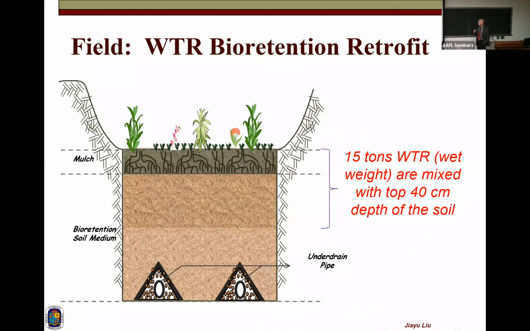So we said, can we try this out in the field? So we went out to our College Park bioretention cell and said, let's try this. How much do we need? We did the calculations, and we need about 15 tons of wet water treatment residual that we could incorporate within the top layer. So kind of a retrofit situation.